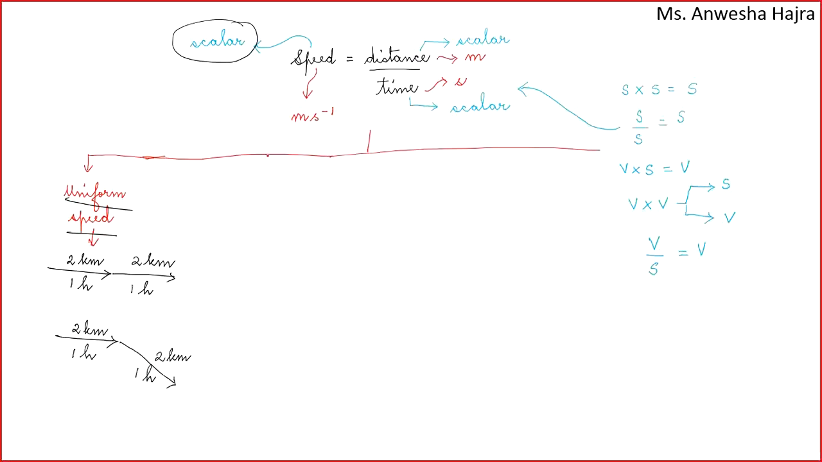Next, you might come across another term, non-uniform speed. In non-uniform speed, what do you have? Say a body moves 2 kilometers in 1 hour, and then 4 kilometers in the next hour. This is non-uniform speed.